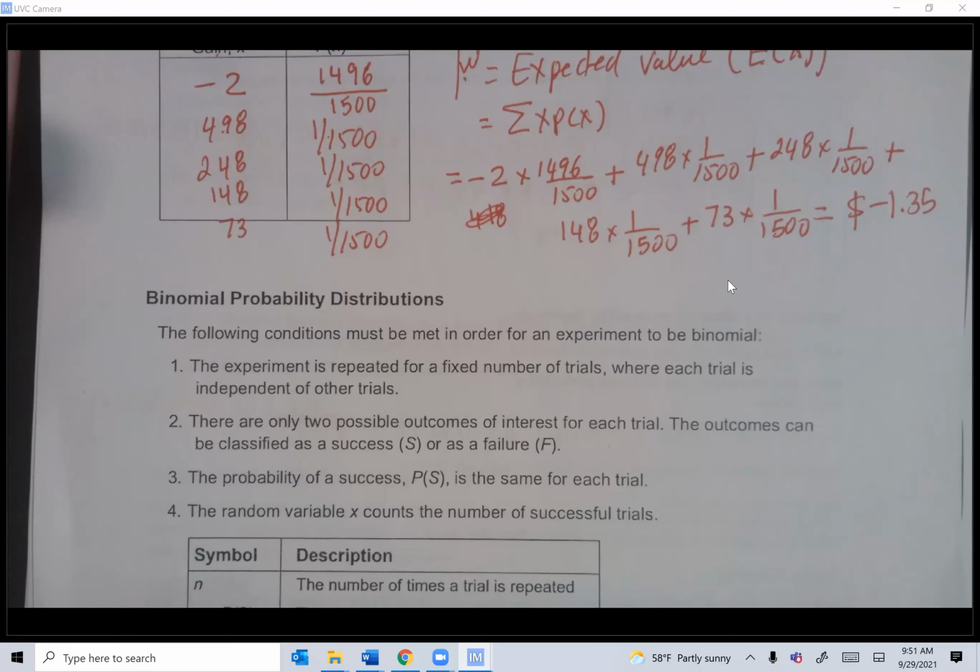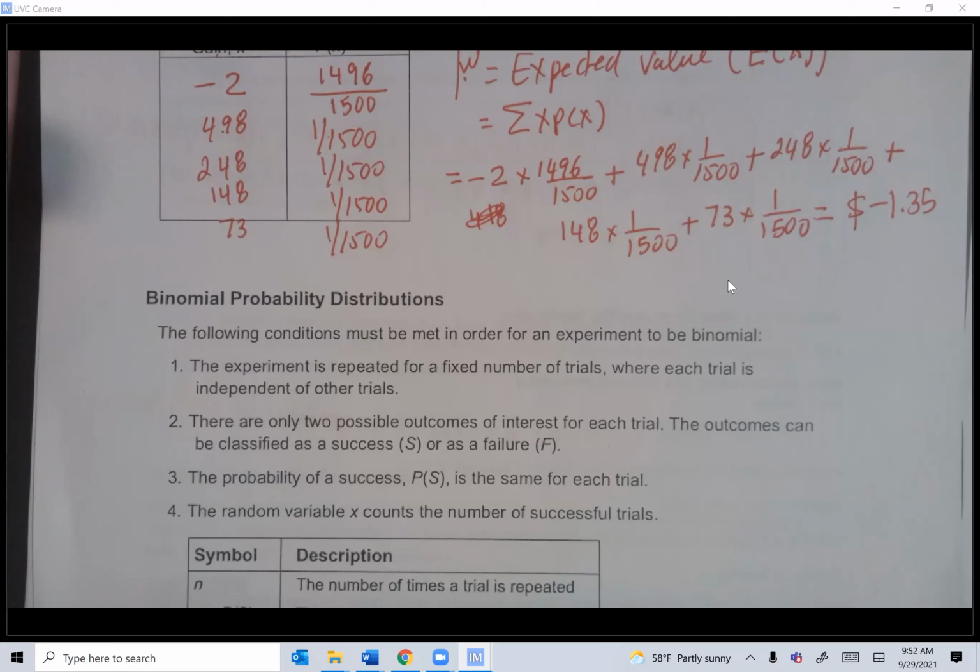We're going to begin with section 4.2, which is binomial probability distributions. A probability distribution, as you learned, has possible x values in one column and probabilities in the second column, and each probability has to be between 0 and 1, and the sum of all probabilities must equal 1.